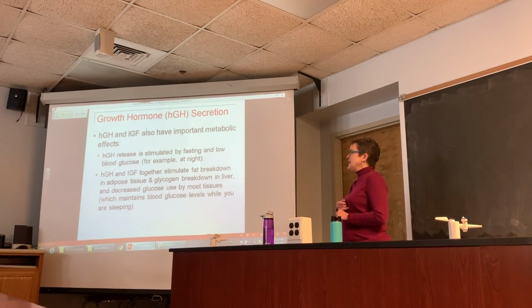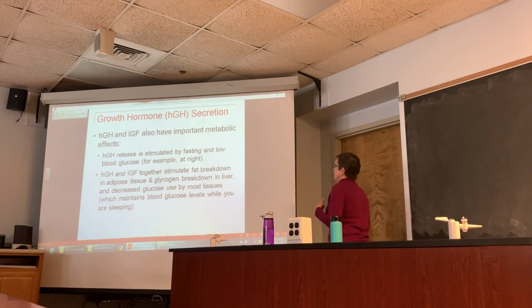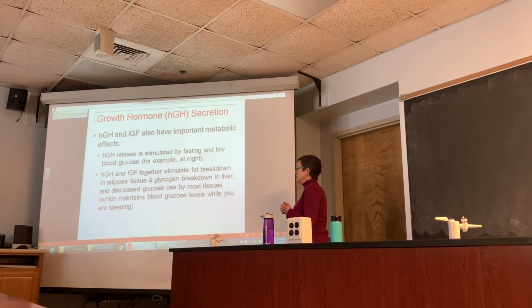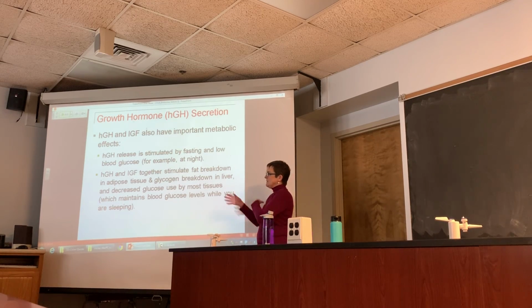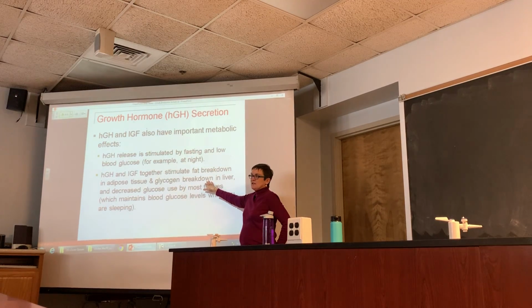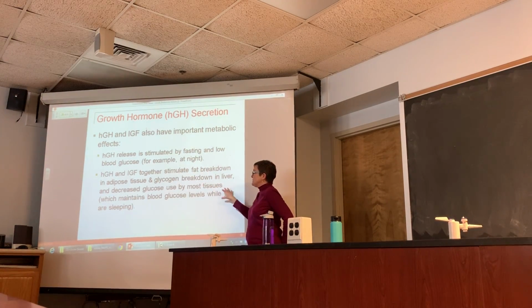One of them is that HGH release is stimulated when you have low blood sugar levels. So when your blood sugar level drops below a certain level, you're going to increase your HGH production, which then increases your IGF production. And these two hormones not only have those growth effects, they also stimulate fat breakdown in your adipose tissue to get more energy to your cells, and glycogen breakdown to bring up your blood glucose level. So they kind of act like glucagon in that way, and that brings your blood sugar levels back up.